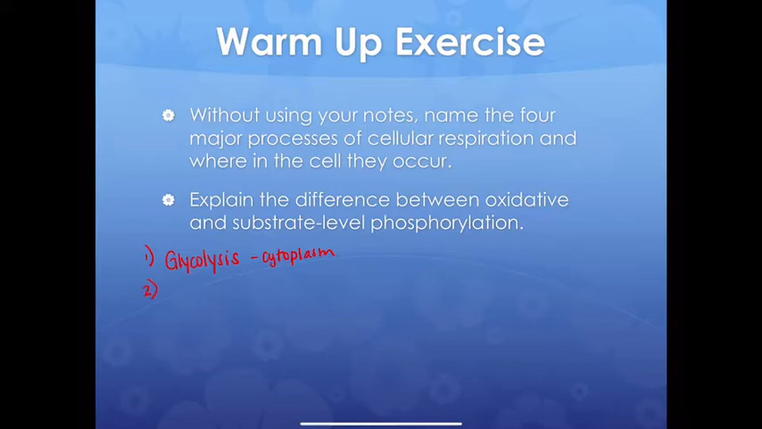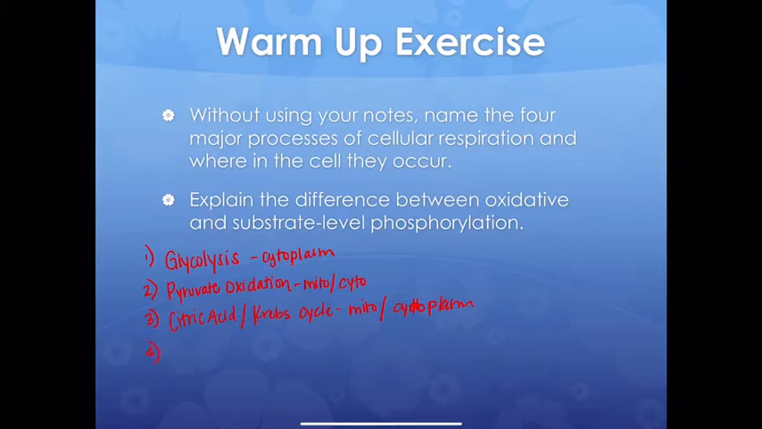The second step is the kind of stepping stone step called pyruvate oxidation. And that happens in a eukaryotic cell in the mitochondria. In a prokaryotic cell, that would occur in the cytoplasm. The third step is the citric acid or the Kreb cycle. And that also happens in the mitochondria, or in a prokaryotic cell that doesn't have a mitochondria, in the cytoplasm. Sorry, that was a little messy.